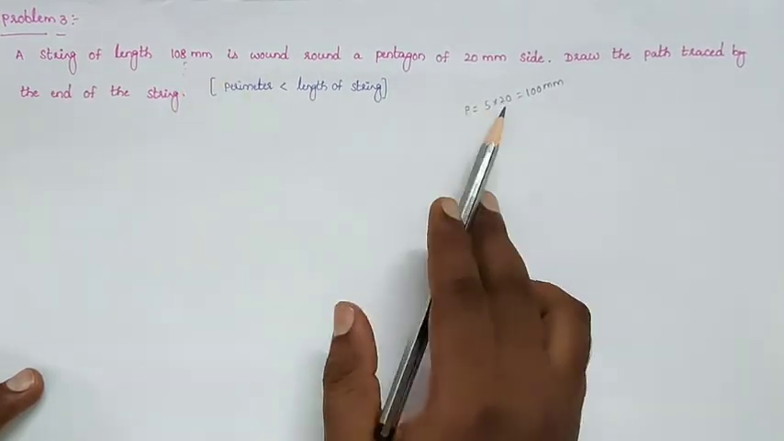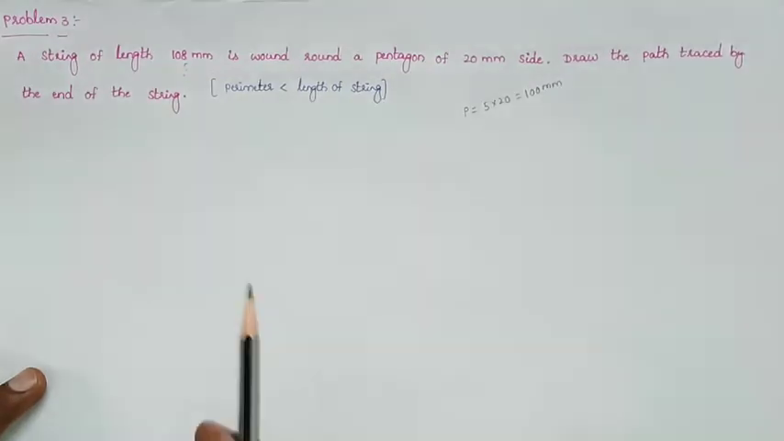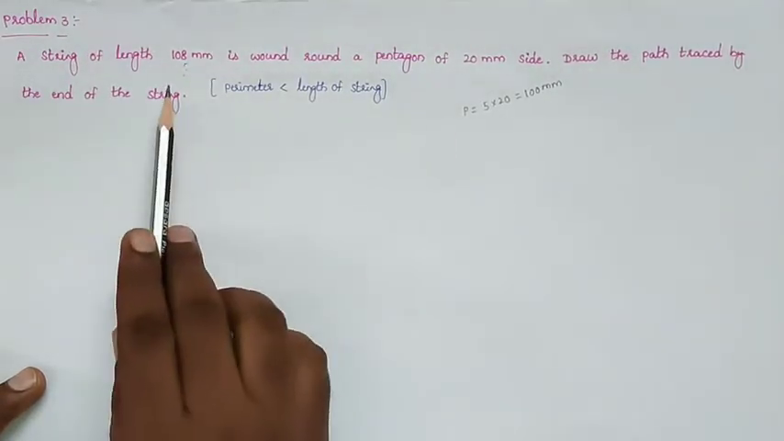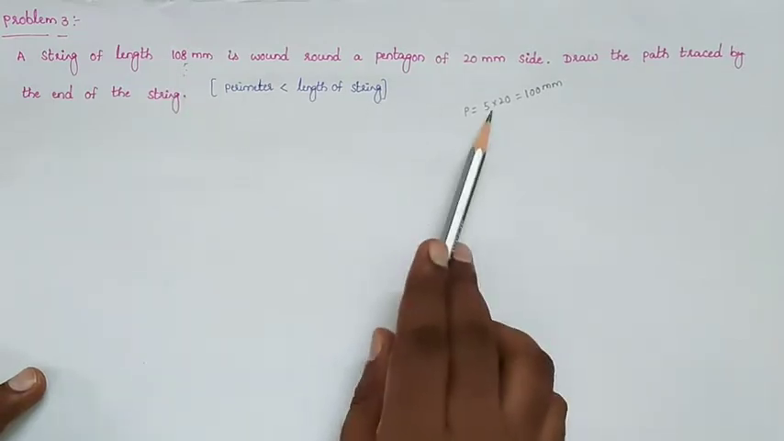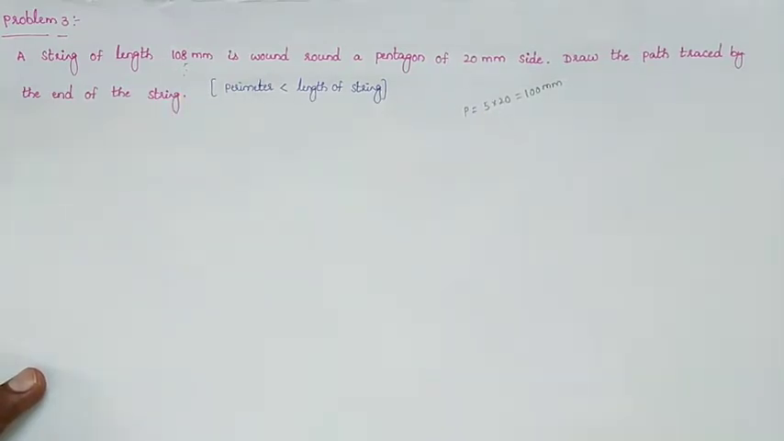Here, if the perimeter of the pentagon is less than the length of the string, how will we draw the involute? So here this is the important case. The length of the string is greater than the perimeter. In this case, how will we draw the involute of that pentagon? That is very important.